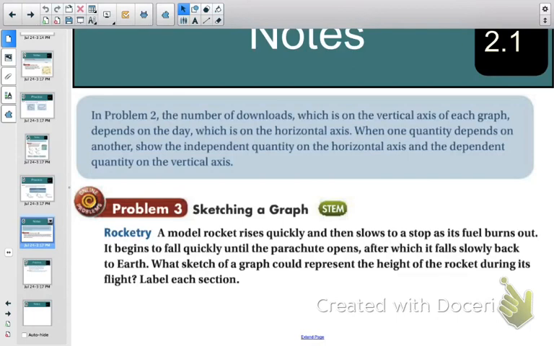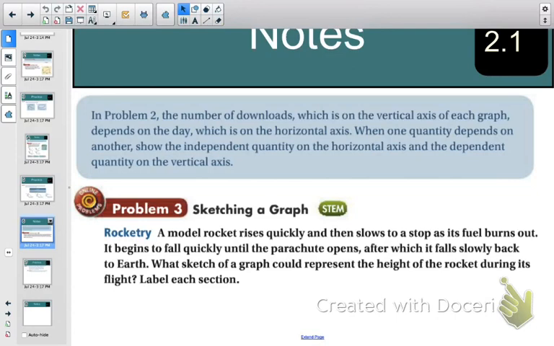Anyway, when one quantity depends on another, show the independent quantity on the horizontal axis and the dependent quantity on the vertical axis. So your x is your independent variable, your y is your dependent variable.